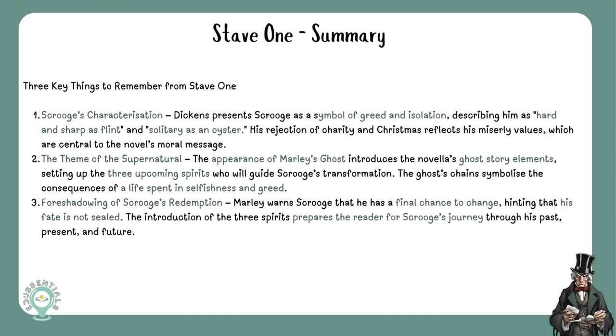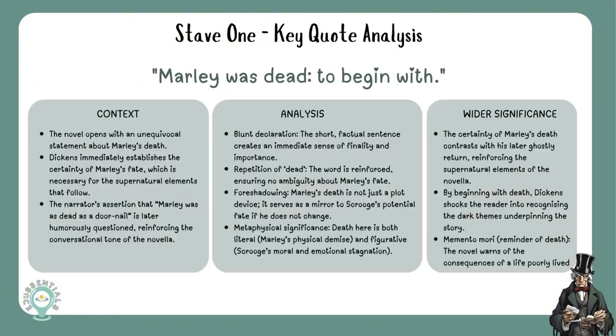The theme of the supernatural. The appearance of Marley's ghost introduces the novella's ghost story elements, setting up the 3 upcoming spirits who will guide Scrooge's transformation. The ghost's chains symbolize the consequences of a life spent in selfishness and greed. And the third thing is foreshadowing of Scrooge's redemption. Marley warns Scrooge that he has a final chance to change, hinting that his fate is not sealed. The introduction of the three spirits prepares the reader for Scrooge's journey through his past, present, and future.